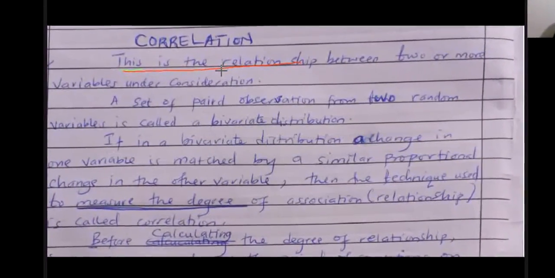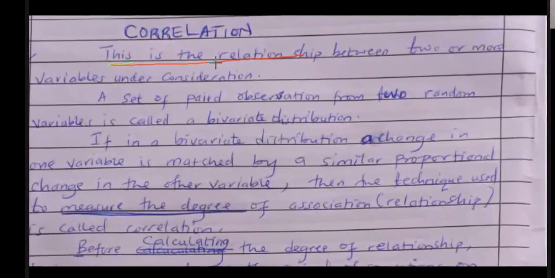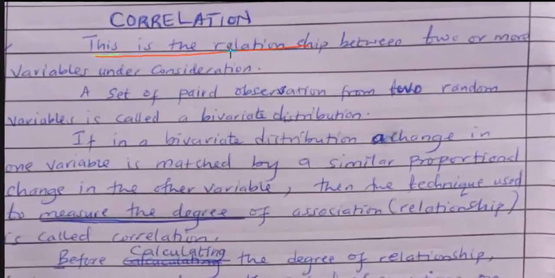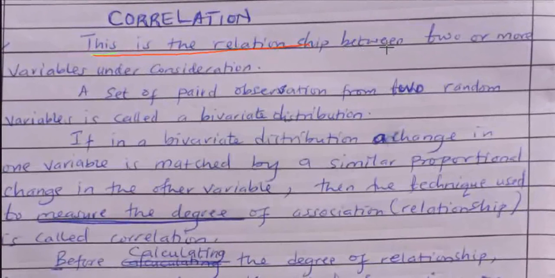This video is created for those of us who did not attend the first lesson of correlation. So here we just start by defining the word correlation. We say that correlation is the relationship between two or more variables under consideration.